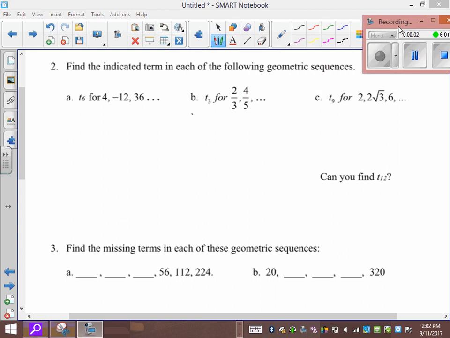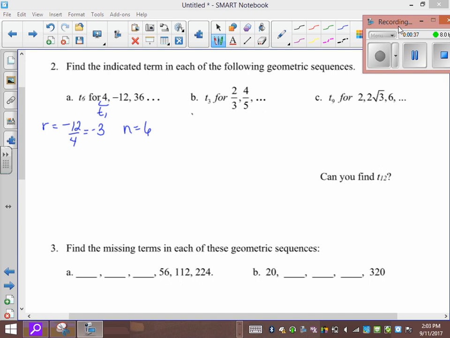So this one says, find the indicated term in each of the following sequences. So they want term 6. Term 1 is still 4. That hasn't changed. R in this case is term 2 divided by term 1, or term 3 divided by term 2. So I'm going to do term 2 divided by term 1. Negative 12 divided by 4, which is negative 3. And they want term 6. So what's n? 6.